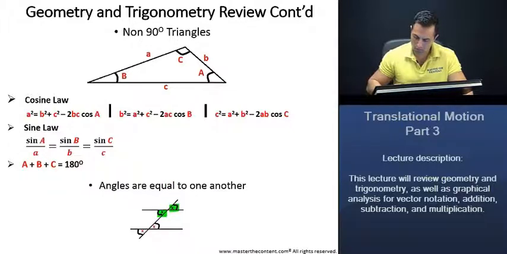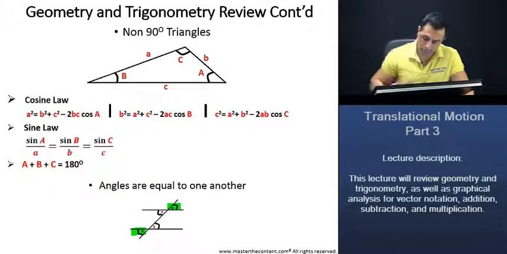Now, these two angles here, the alternate interior angles, are also going to be congruent, also equal to one another. And lastly, these two angles here, the alternate exterior angles, are also going to be equal to one another, so they're also congruent.